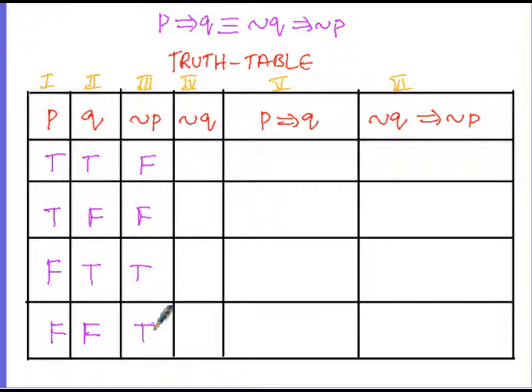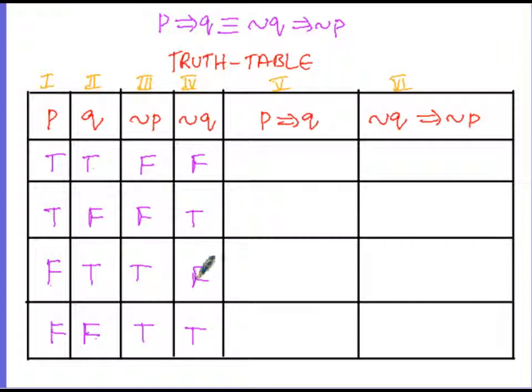Then now let us find out the negation of Q. Here Q is true, then the negation will be false. If the truth value of the statement is false, then negation Q indicates not Q. So if it is not false, then automatically it will be true. So if Q is true, then the negation Q will be false. Then if the statement Q is false, therefore the negation will be true.